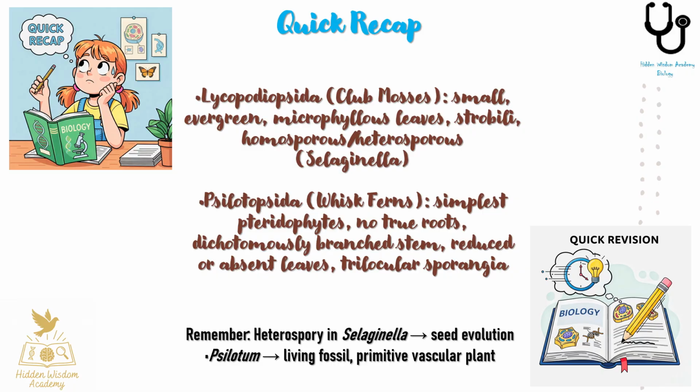Let's quickly revise part 1 of Pteridophyte classification. Lycopodiopsida or club mosses are small evergreen plants with simple leaves and strobili. Selaginella is heterosporous, an important step towards seed plants. Psilotopsida or whisk ferns are very simple, with no true roots, forked stems, tiny leaves, and trilocular sporangia. Psilotum is called a living fossil.